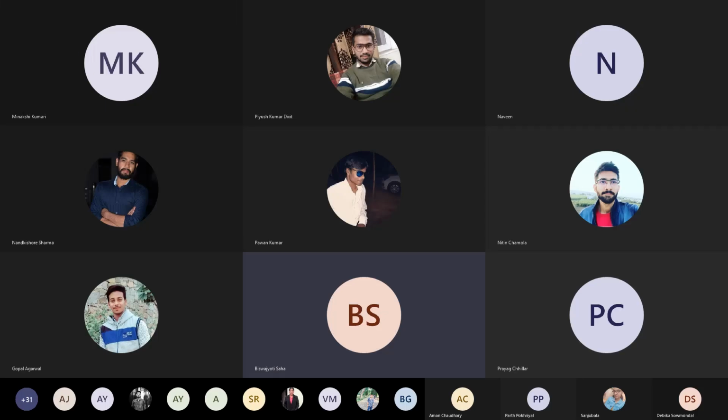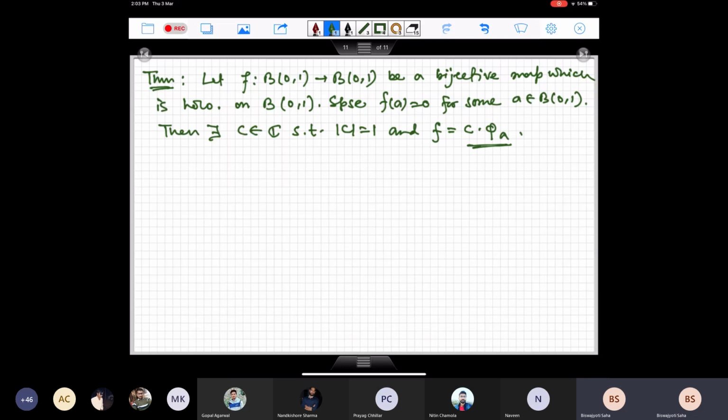It's easier for me. So what do we have? The statement says if I take any bijective holomorphic map on the unit disk B(0,1), then we have already seen that the inverse exists by the inverse function theorem, and that is also holomorphic. Okay, so that we already know. Suppose, since it's a bijective map, of course it's going to have a zero somewhere.